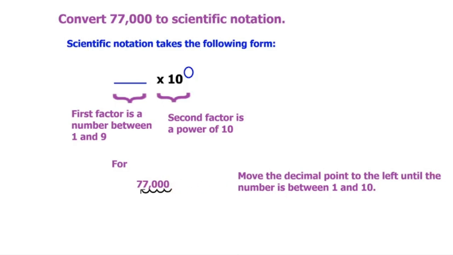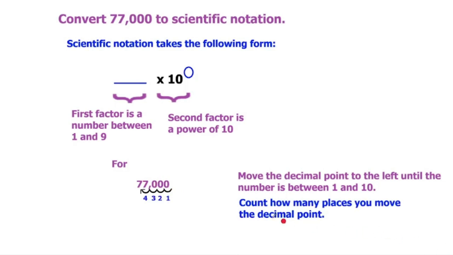Okay, so now we count how many places you moved the decimal point. So we moved 1, 2, 3, 4. We moved 4 times. So this will be the power of 10. The power of 10 will be 4. Okay? 4 times we moved, so the power of 10 will be 4.